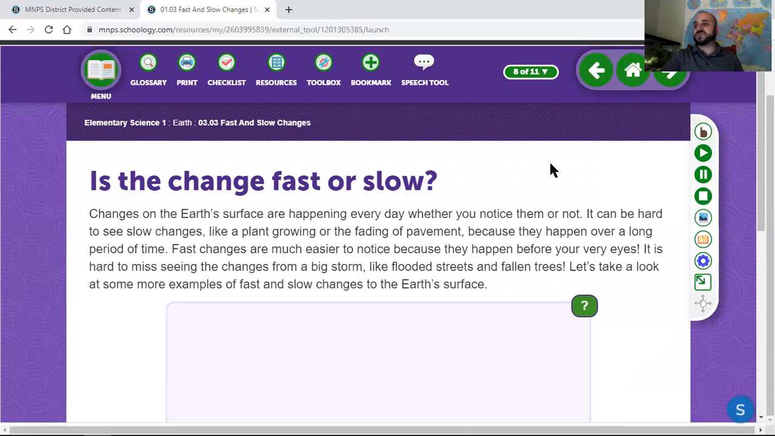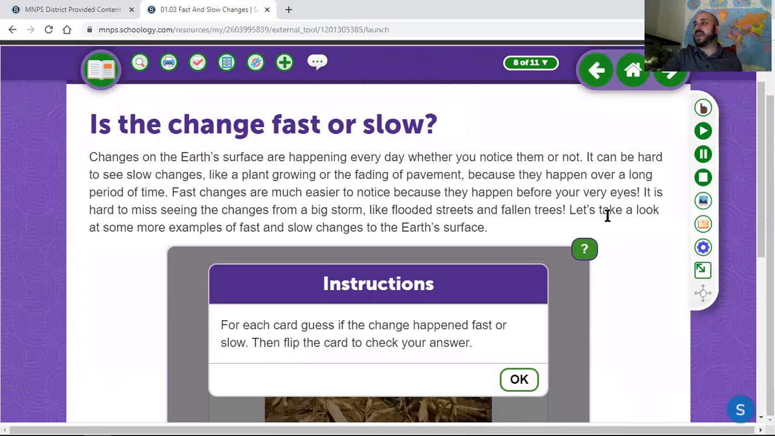Is the change fast or slow? Changes on the Earth's surface are happening every day, whether you notice it or not. It can be hard to see slow changes like a plant growing or the fading of pavement because they happen over a long period of time. When they say the fading of pavement, they mean that after a road is brand new, it's dark, dark black. But after a few years, if you look at that same road, it's gone from being dark black to sort of a light gray, a charcoal gray. That's because that change happened from the sun shining on it all the time, which will lighten that color.